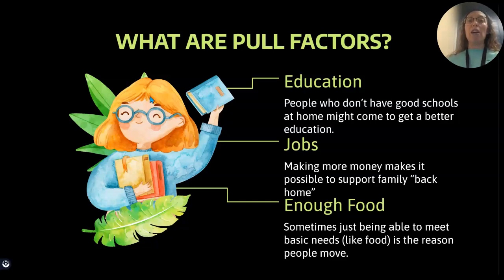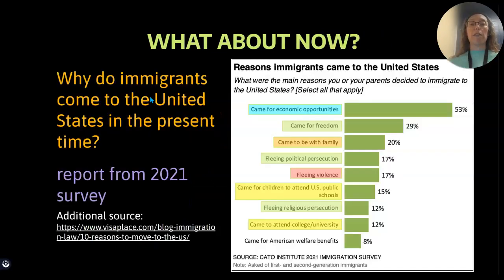That's a pull factor. Jobs, if you can make more money, that's a pull factor. And enough food. Sometimes there are things going on in other countries where people are not getting enough food. Going to a country where you can get enough food, that is a pull factor. A push factor is that there's not enough food at home. But having enough food or being able to meet other basic needs is a pull factor.